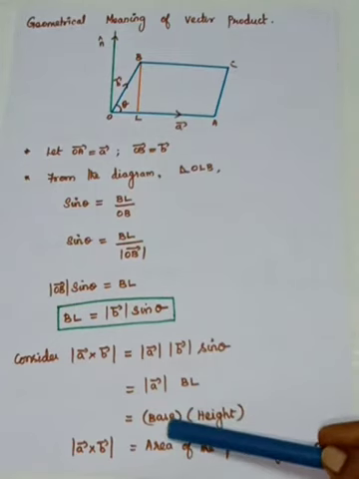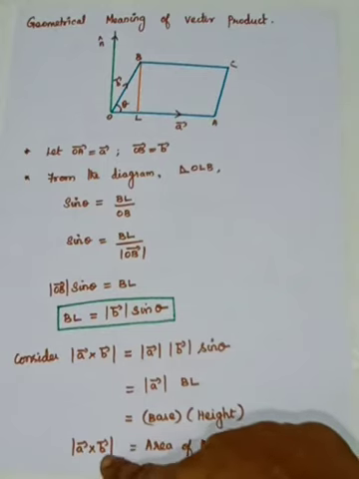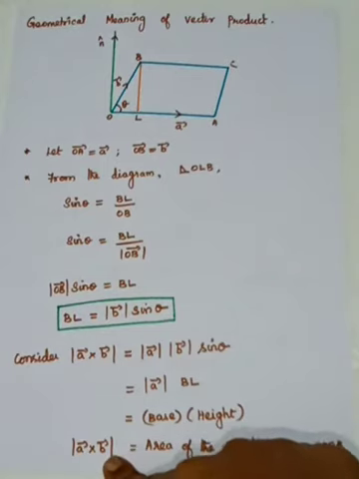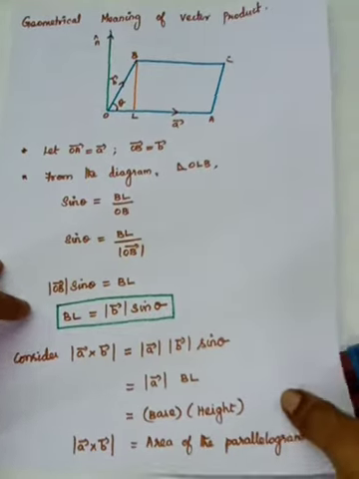If you multiply the base and the height, you will get the area of the parallelogram OACB with A vector and B vector as adjacent sides. So the geometrical meaning of the vector product is that the modulus of A vector cross B vector is nothing but the area of the parallelogram OACB with A vector and B vector as adjacent sides.